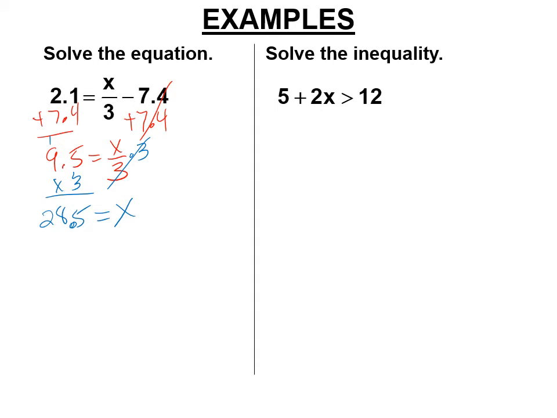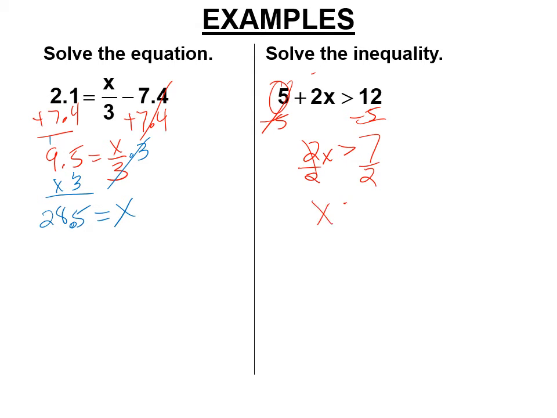Now we're solving an inequality. Since you're getting rid of a positive 5, you're subtracting 5. If it was 5 minus 2x, we're going to do this on a different day, you'd still subtract 5 here. It has to do with the fact that that's positive 5. Okay, so subtract 5 from both sides. 2x is greater than 7. Divide both sides by 2.